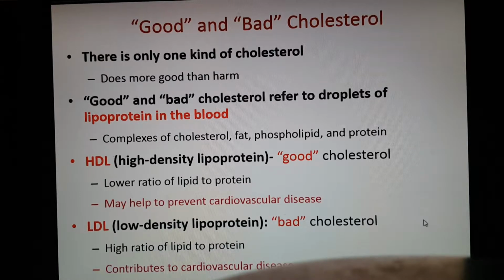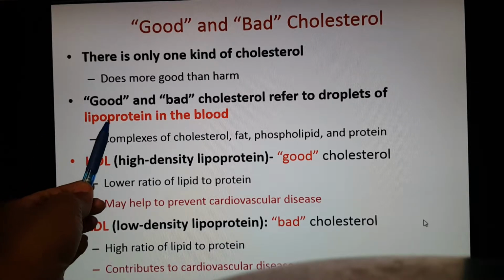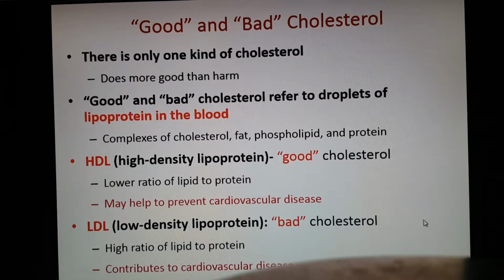So there's only one kind of cholesterol. The different types of cholesterol, at least the levels inside a particular molecule, give it its good and bad reputation. And it's basically due to the levels of cholesterol in lipoprotein complexes. So lipo for the cholesterol region, and then the protein being the rest part of that complex.